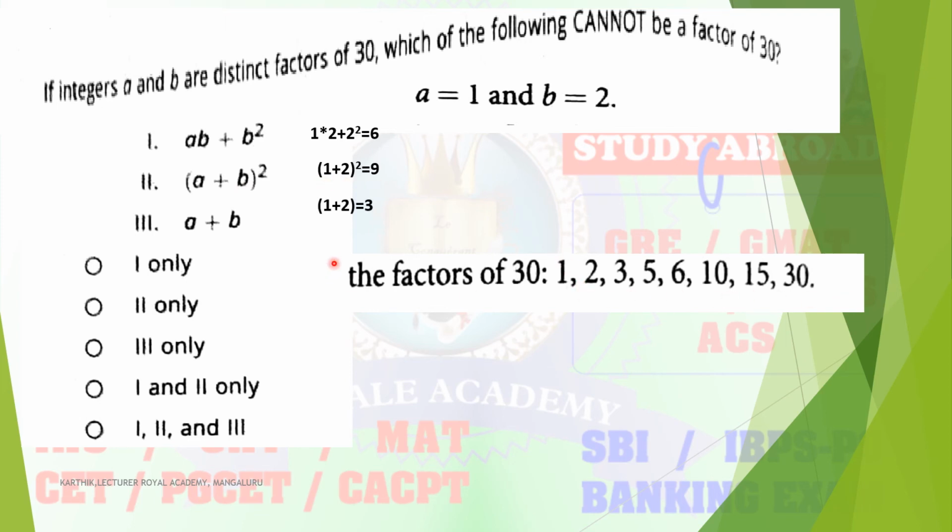Next, just see the third option. A plus B: 1 plus 2, you will get 3. 3 is a factor of 30. So which option is correct? The second option only. Option B is correct. I hope all of you understood this type of problem.